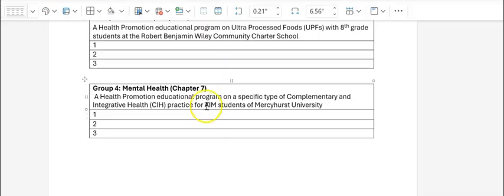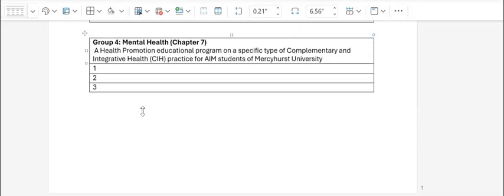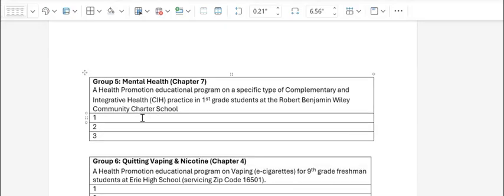So these are our students here who are college students and have met all the requirements for entrance to Mercyhurst University, but they are on the autistic spectrum. And a complementary and integrative health practice are those practices that we'll go a little bit more into if you're in that group.